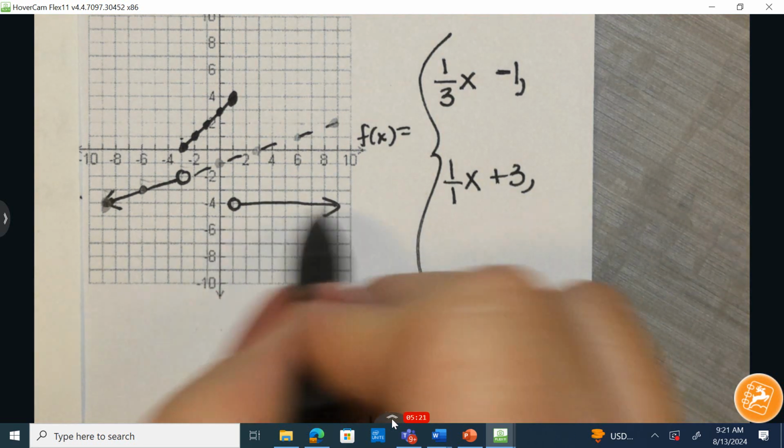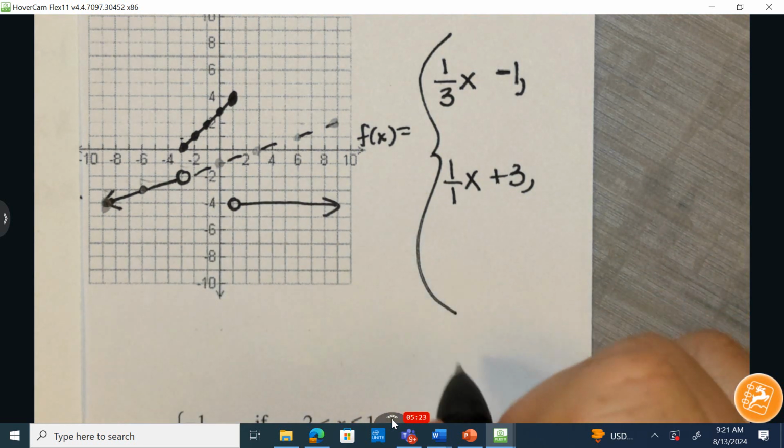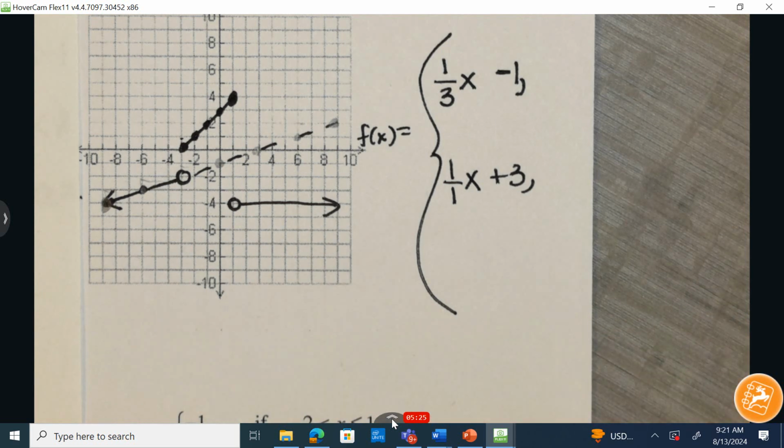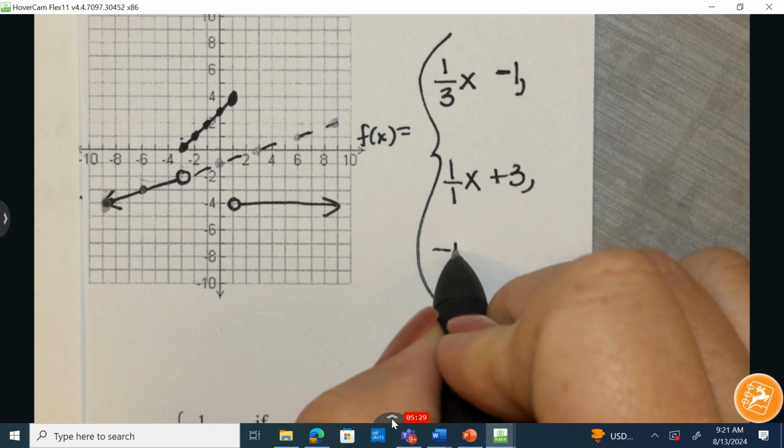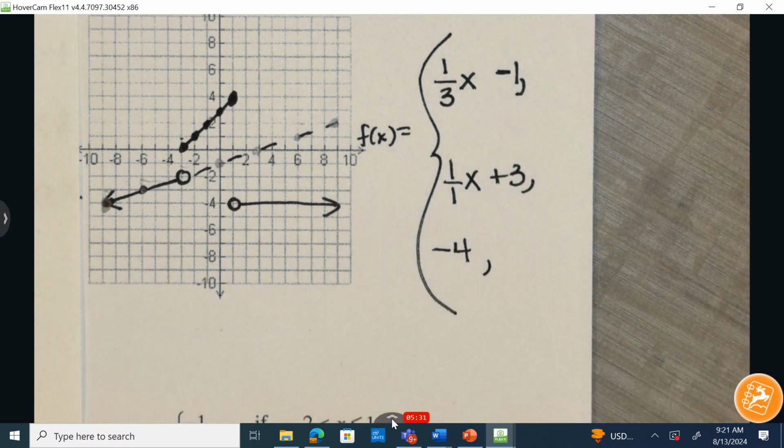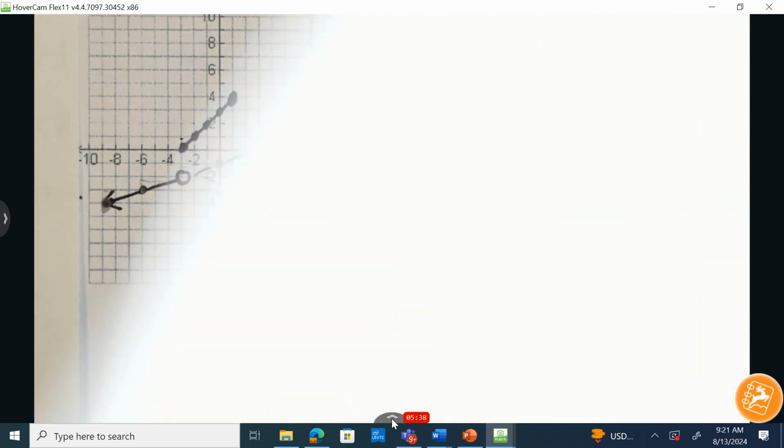Okay, this last piece, if you want to write 0x, you're welcome to, but I know 0 times any value is 0. It cuts through the y-axis at a value of negative 4. Now I'm going to go back, and you could have put down 0x minus 4. Now I'm going to go back, and let's look at this.